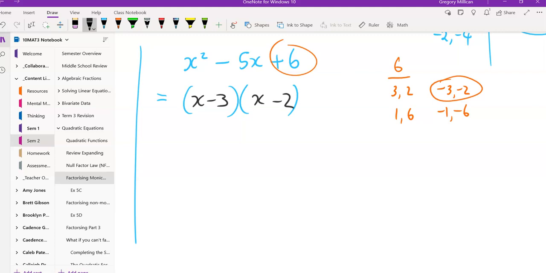Yep. That's it. Doesn't matter which way you put them. Nope, because multiplication is commutative. Doesn't matter what order, as long as the sign's with the right number, doesn't matter which order you put them in. Yep.